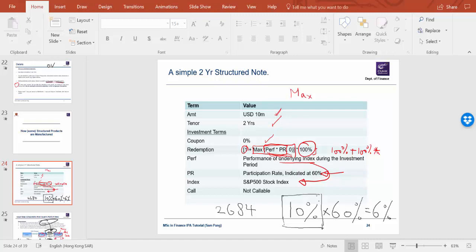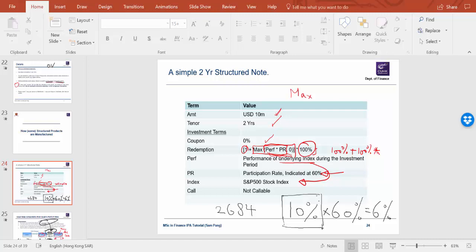Very, very simple. This may be the first structured product you've ever seen in your life, or maybe it's not. But it's a very, very simple one. And all that is happening here, you can probably figure out, when you look at something like this, you need to think about the mechanics of the payoff. The mechanics are as follows. If the S&P 500 goes up, you benefit from that.